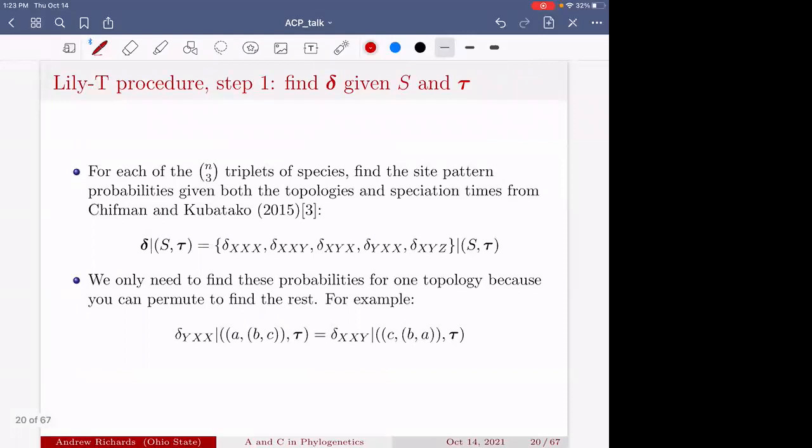All right. So the overview of the LILY-T procedure. I'm going to describe the LILY-T procedure in some detail, and then just talk about the differences with LILY-Q. So LILY-T, for each subset of triplets: given n taxa, we take each n choose 3 triplet. We find the site pattern probabilities given both the topologies and the speciation times from Schiffman and Kubatko. And like I said, then we can find permutations to find the probabilities given other topologies.